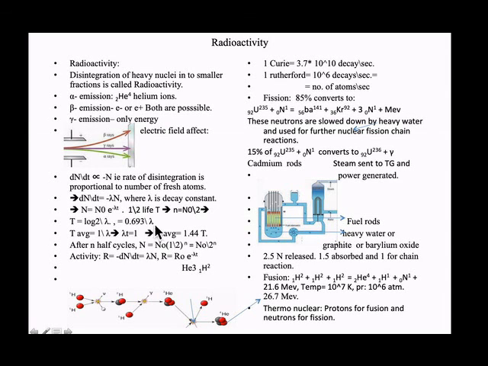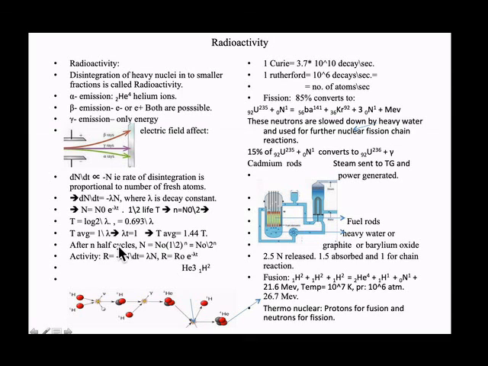Sometimes problems will come on average life, sometimes on half life. Suppose there are n half lives. How many atoms are left? N0 by 2 to the power n. Because in the first half life it is N0 by 2, in the second half life N0 by 2 into 1 by 2, and like that it comes to N0 by 2 to the power n, the fresh atoms left after n half lives.